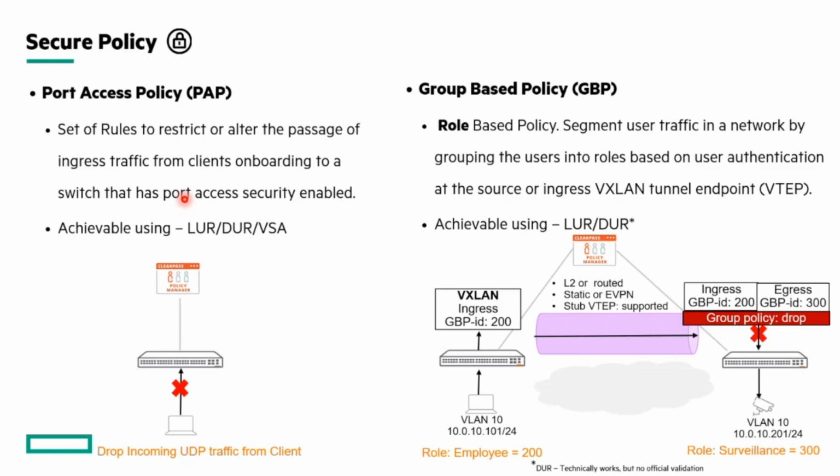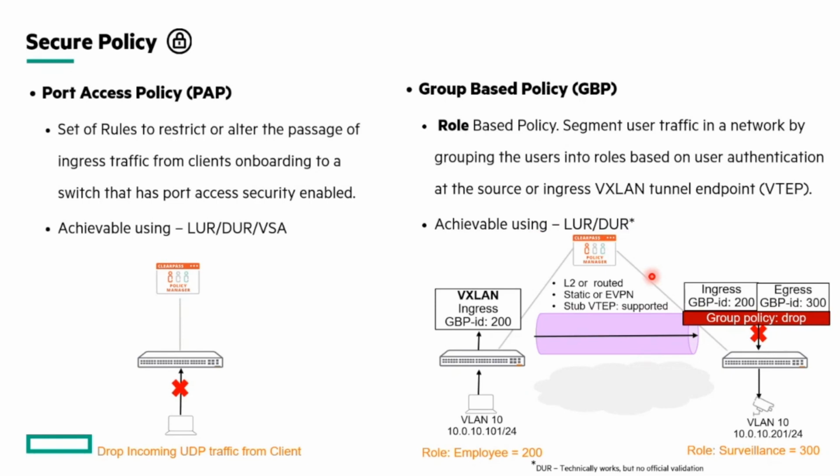Next comes the group-based policy. Group-based policy is used in a VNBT, that is, a virtual network-based tunneling deployment. Basically it is a role-based policy that helps in segmenting the traffic, either micro or macro segmentation, by grouping the users into roles based on the user authentication at the source or in the ingress VTEP tunnels. These are achievable using LUR and unofficially using DUR. That means DUR support is technically possible, but there is no official validation yet.